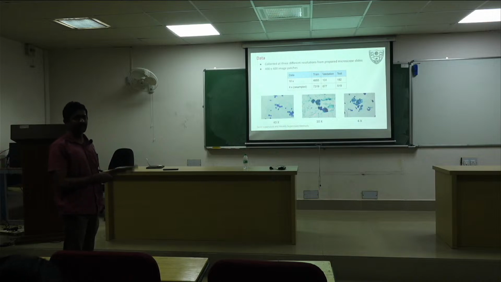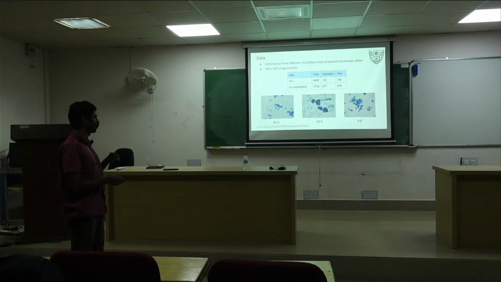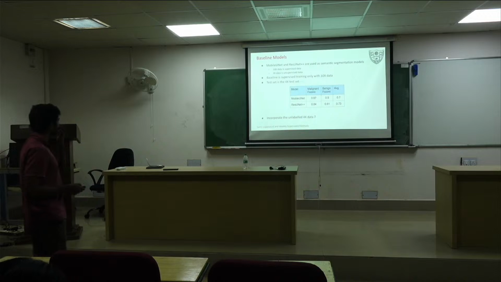Okay, so it will give you some idea, but this inherently has a lot more noise and significantly lower resolution. It won't be a perfect model. So that's what we did. We tried to build a baseline by training on the 40x data and testing on the 4x data. So we got something like a 0.73 average F score.